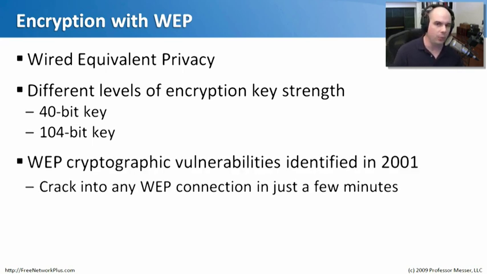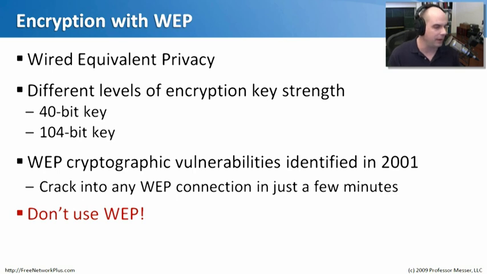Now, the problem with WEP is there were some very serious cryptographic vulnerabilities identified in WEP in the 2001 timeframe. You could get into any WEP communication in just a few minutes by performing some very easy functions. There were some programs that came out that really cracked it wide open. And suddenly, our industry got a little bit crazy because you could be on a wireless network and people had the ability to decrypt your traffic. That certainly is not what we were expecting when we were encrypting our data.